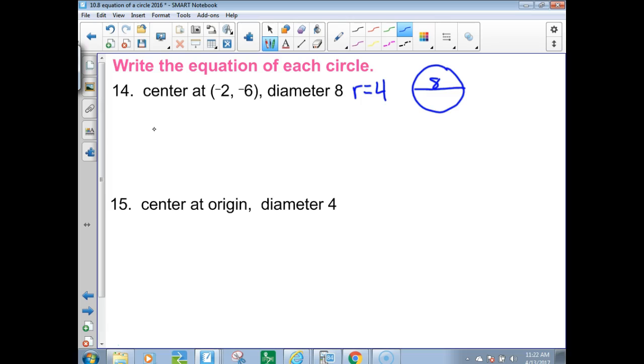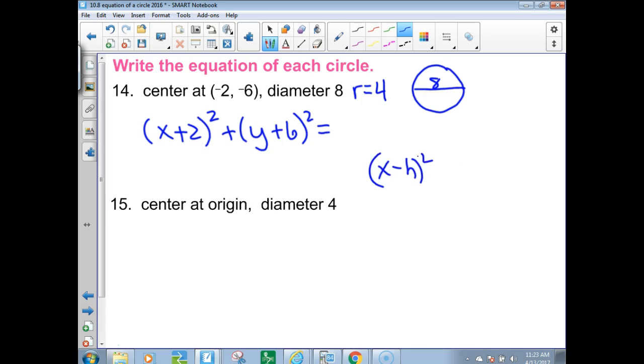Sabrina, help me. Plus (y plus 6) quantity squared equals, what will I put at the end? Okay, in the formula, the last part is r squared. It goes (x minus h) quantity squared plus (y minus k) quantity squared equals r squared. So if this is 4, we're plugging in the r value of 4 right here. Yes, okay, we'd have to put 16 there.